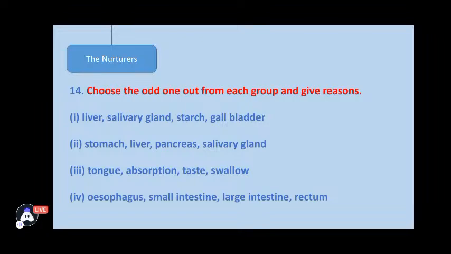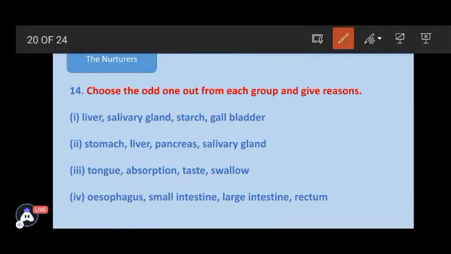Great. Many of you believe for the first part that starch is something different. Yes, that's the correct one. The answer for the first one is starch, because starch is a carbohydrate, and the remaining, liver, salivary gland and gallbladder, are organs or parts of the alimentary canal. Starch is not part of the alimentary canal, so starch is the odd one out. Second: stomach, liver, pancreas, salivary gland. Which is the odd one out?